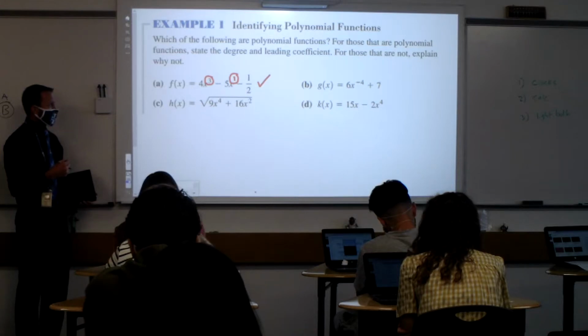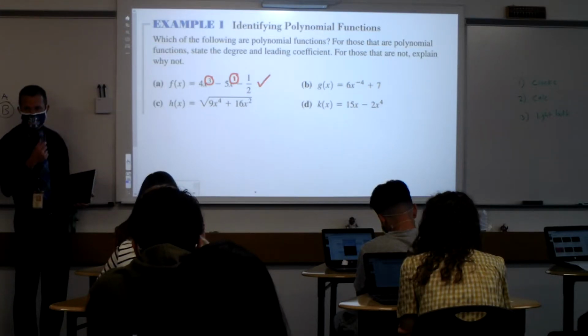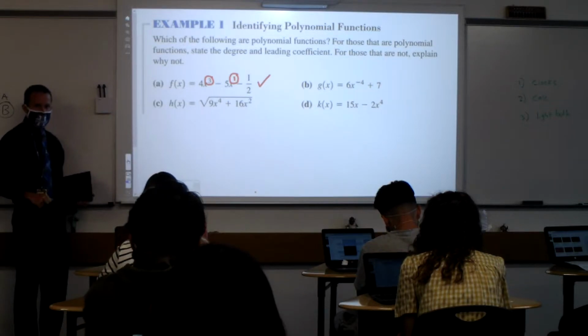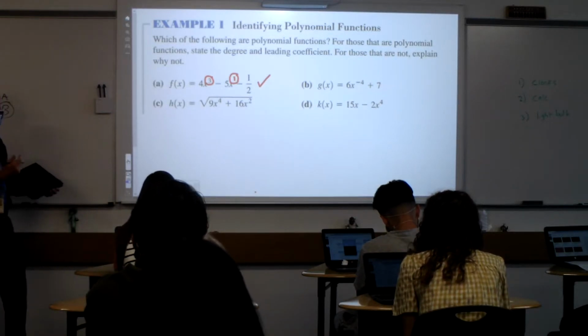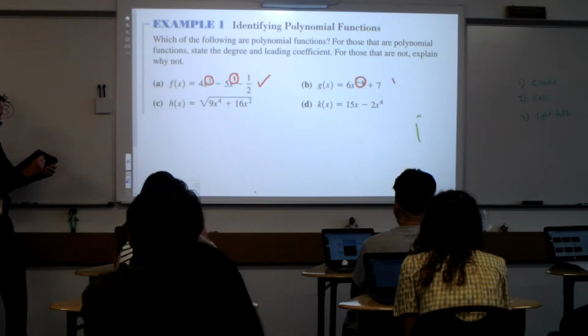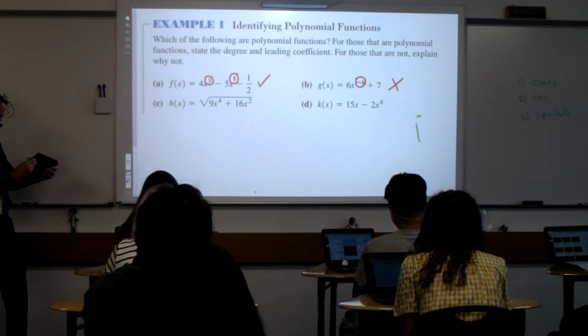We liked it. But what about B? Is it a polynomial? Thumbs down. Tell me why. There you go. We have a negative exponent. We don't like negatives. So this one would not be a polynomial, okay?